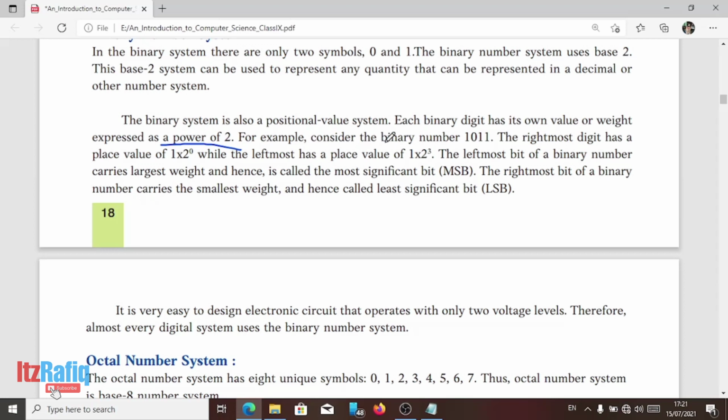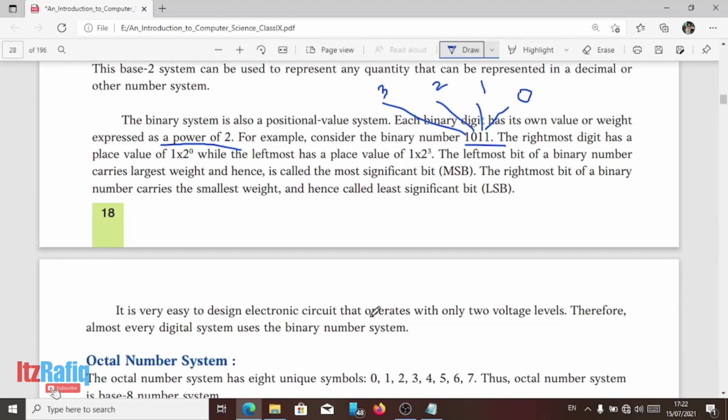For example, consider the binary number 01011. The rightmost digit has a place value of 1 into 2 power 0, while the leftmost place value is 1 into 2 power 3. Means the first digit's place value is 0, the second one is 1, the third is 2, and the last one is 3. And these are all powers of 2, meaning 2 power 0, 2 power 1, 2 power 2, 2 power 3, etc.